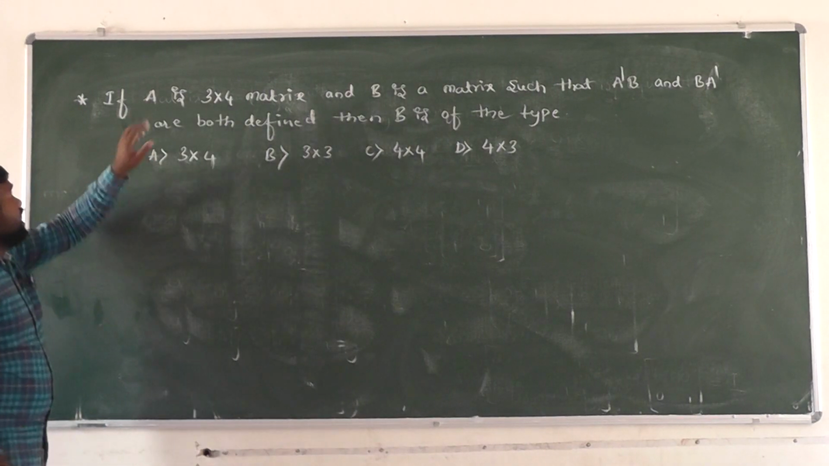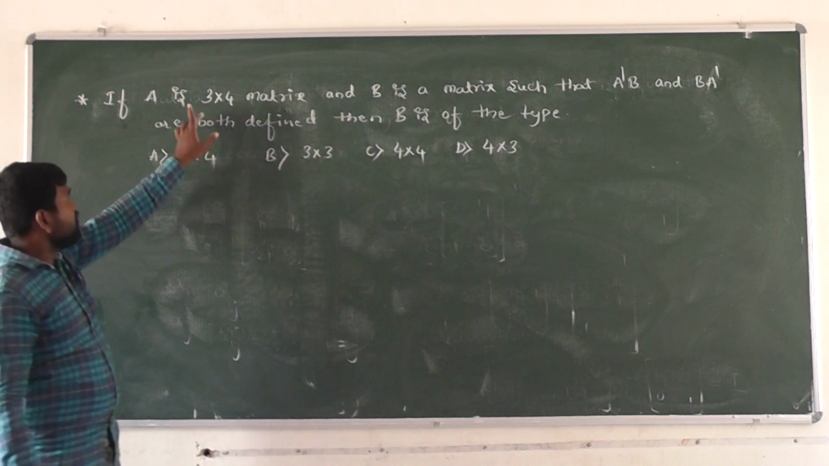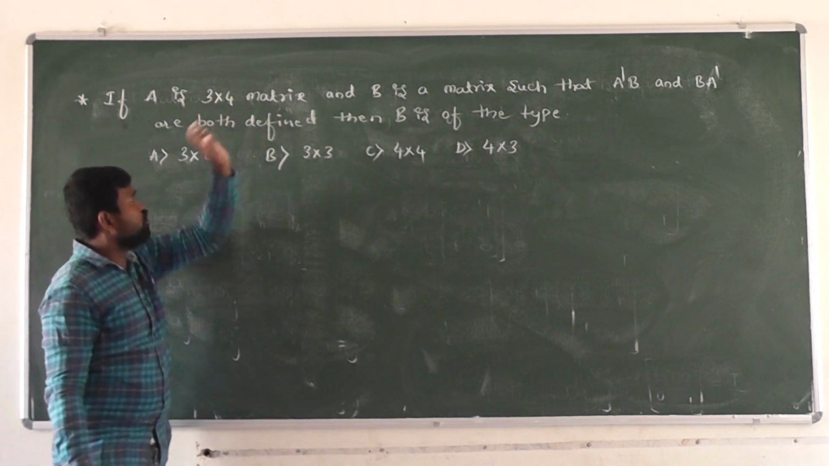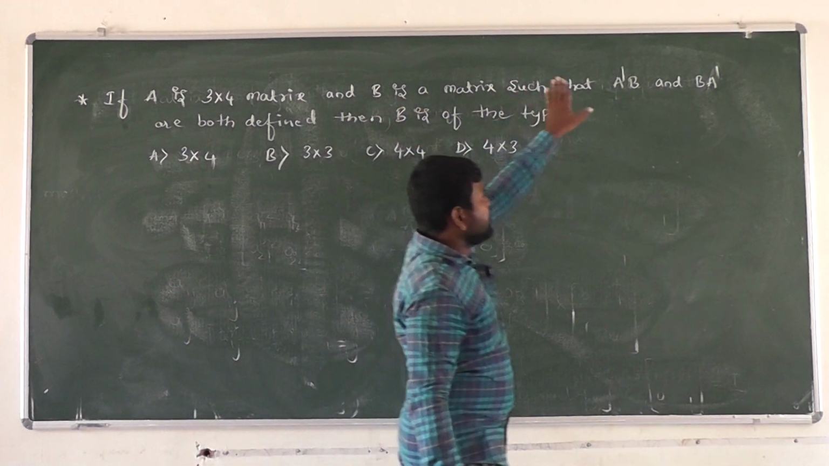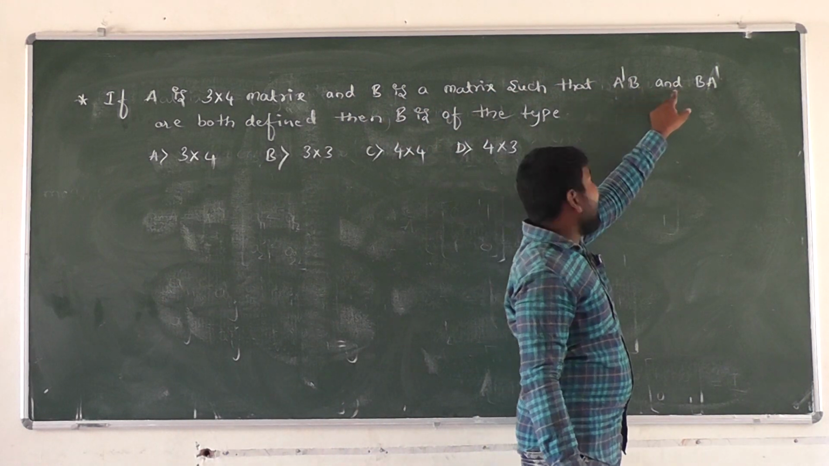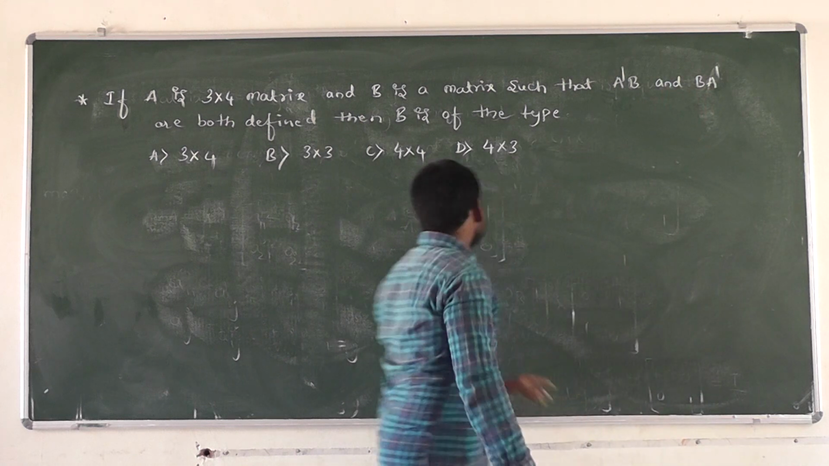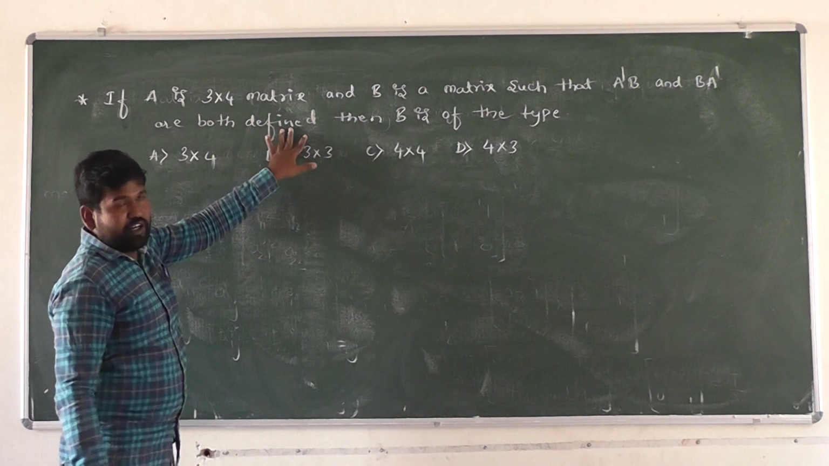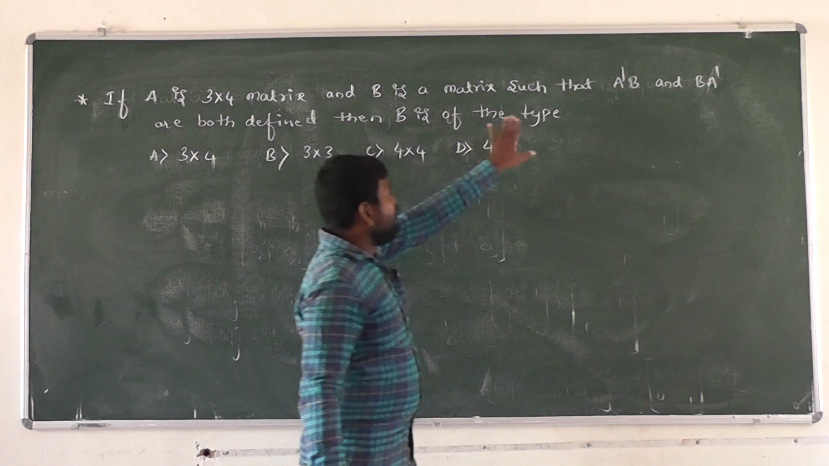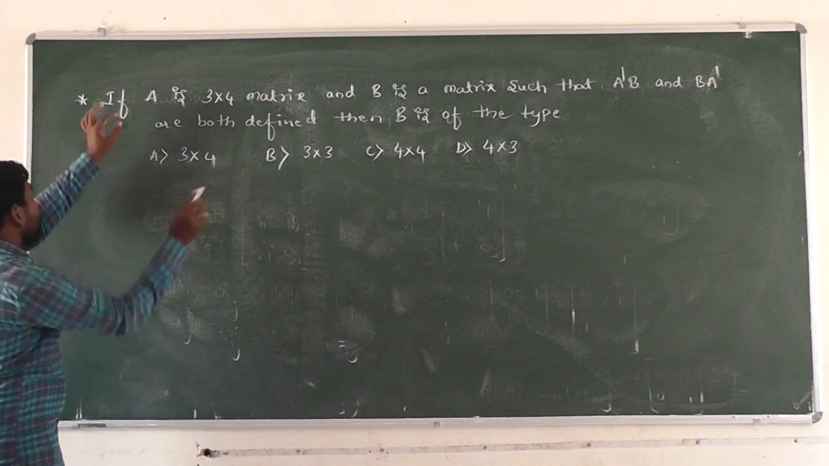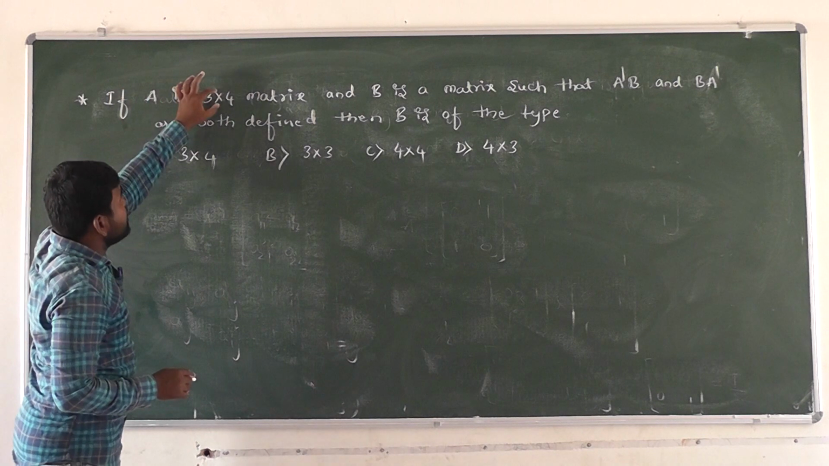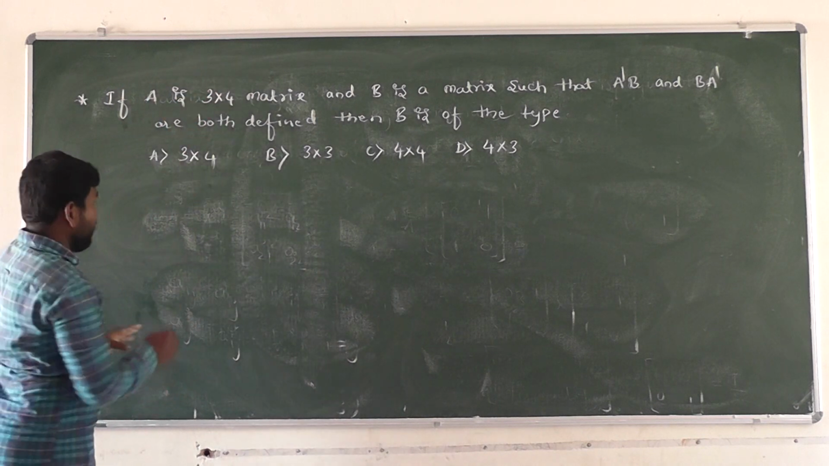And next question here. If A is a 3 cross 4 matrix and B is a matrix such that A transpose into B and B into A transpose are both defined, then B is of the type. What is the order of B is what the question is asking here. Right? First, the order of the matrix A is given here. What is the order? 3 cross 4 matrix.